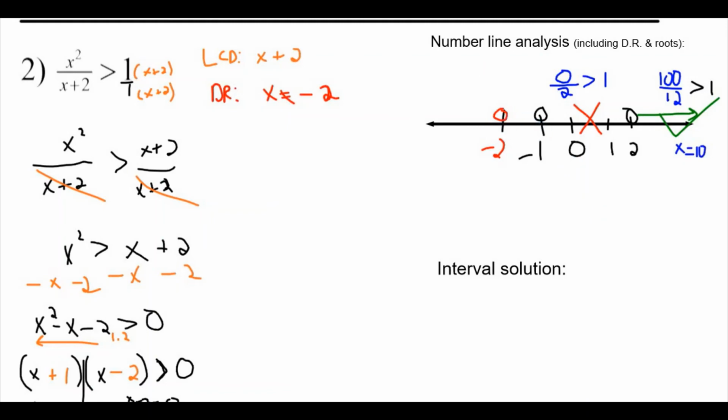Okay, so now I need to check something smaller than -2. So I'm going to use -10, and that would yield -10 squared. Remember, the negative is in the parentheses, so that'd be 100. And then divided by -8, right? -10 plus 2. Is that, in fact, greater than 1? And again, you don't really care about the answer. You care about the sign. This is negative. So is a negative number going to be greater than 1? The answer is that part's false. So again, it could be false, false, false. We don't know. We have to pick something in here.